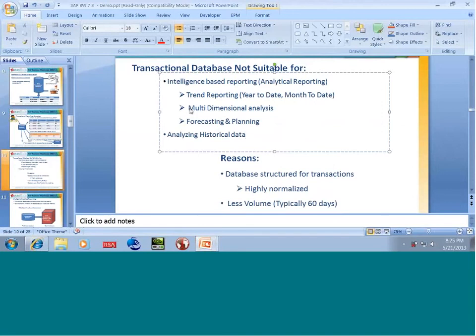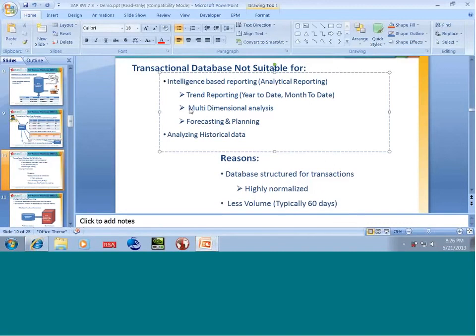Next one is multi-dimensional analysis. The transactional database is stored as plain, low-level information: what transaction happened on what specific date. It does not give me information from a different perspective. It does not tell me how a particular region did by just looking at this particular data.